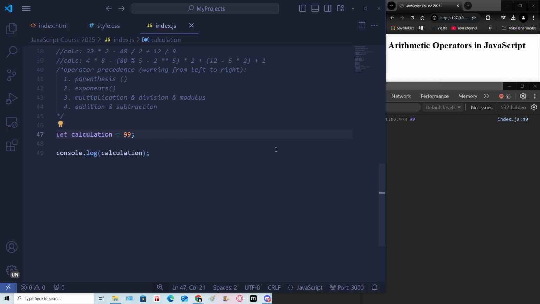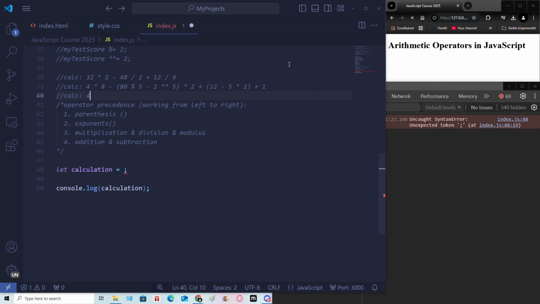Okay, let's do one more short one. So calculate 4 to the power of, let's say, 2, then plus 80 modulus 3 to the power of 2 times 3. Let's do that. And I'm gonna add some parentheses inside parentheses. Alright. So JavaScript is telling us that the answer is going to be 28. Let's see how it got to there.